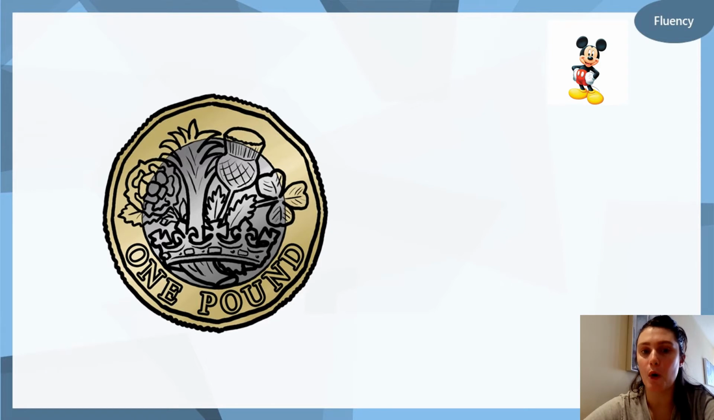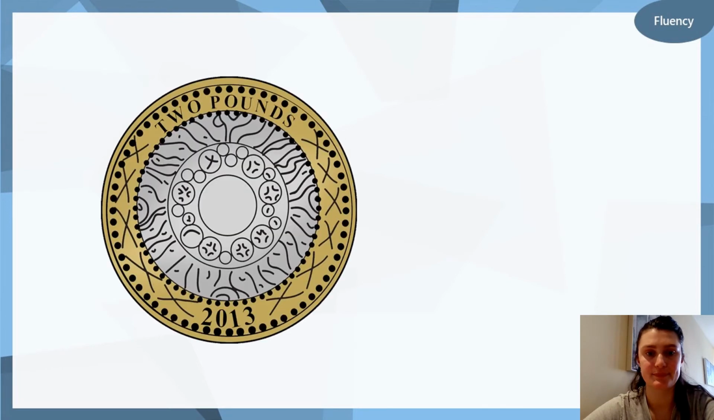Here we have a 1 pound coin. Remember, we can write 1 pound like this. This coin has two colours. Have a look at the colours, the pictures, and the shape. Lastly, we have a 2 pound coin. Again, there's two colours on this one. Have a look at the shape, the colours, and the pictures.